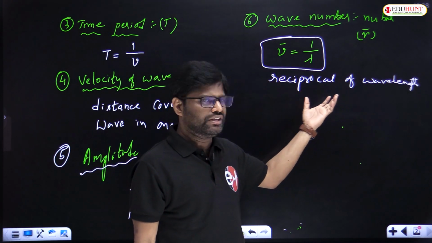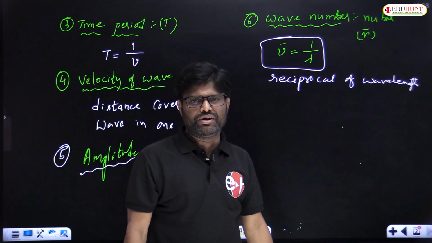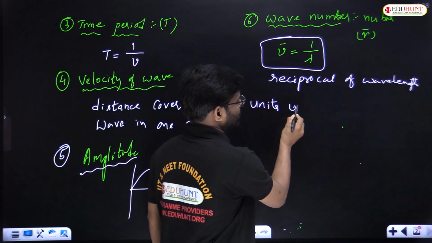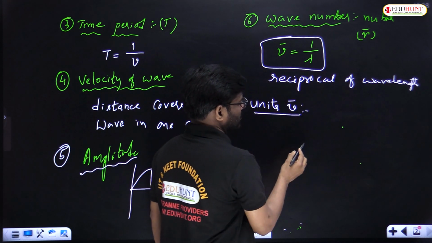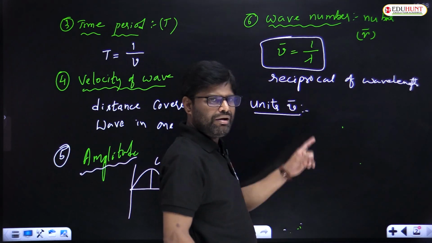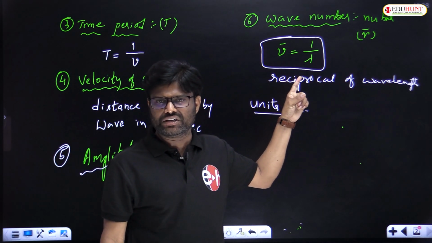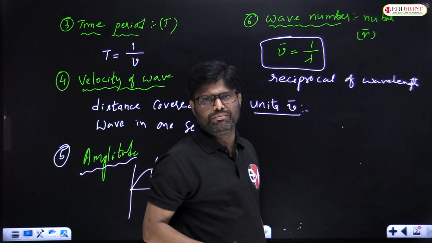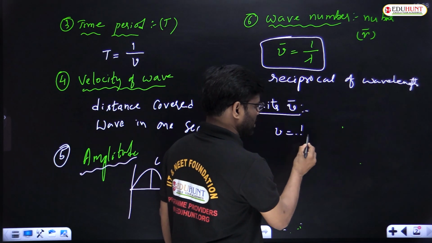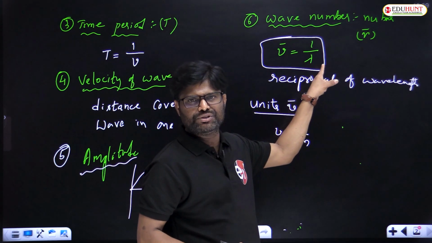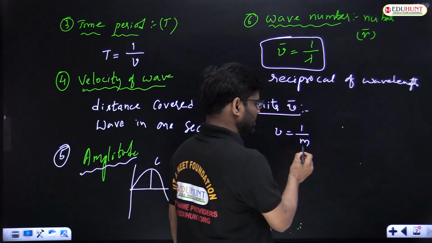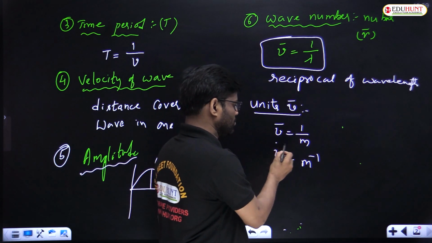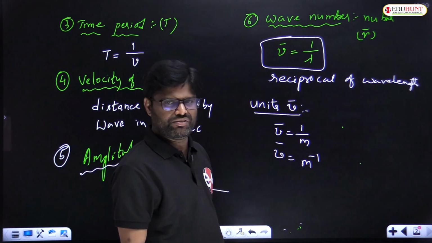Reciprocal of wavelength is called wave number. Now the units of wave number, nu bar, which is 1 by lambda. Lambda is in angstroms, or centimeters or meters. So I am taking meters. 1 angstrom is equal to 10 power minus 10 meters. That's why here it is 1 by m, which means meter inverse. Nu bar is equal to meter inverse.